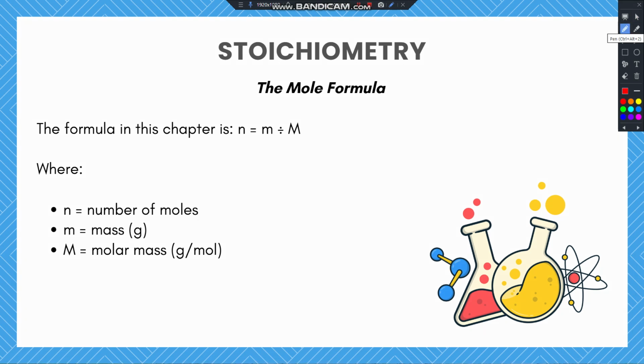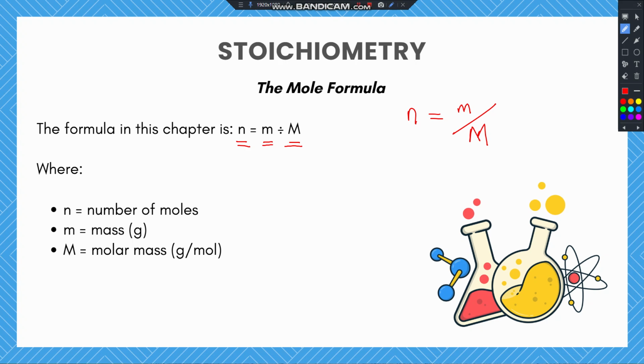The mole formula is an interesting formula in chemistry, and especially the topic of stoichiometry. It has a whole lot of things that it helps us to do. That formula is written as n equals m divided by M. I'll explain what they mean. n is equal to small letter m divided by the big letter M.